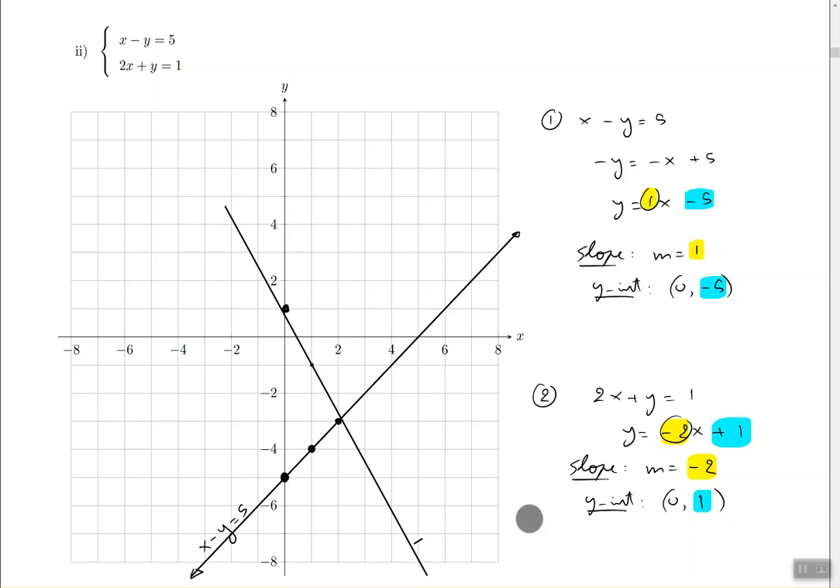There we go. Perfect. So at this point, I'm going to decide what the intersection point is. So this is the line that we called 2x plus y equal to 1. It seems to me like the intersection point is happening over here somewhere around the 2 on the x-axis and -3 on the y-axis. So I think my answer should be (2, -3).